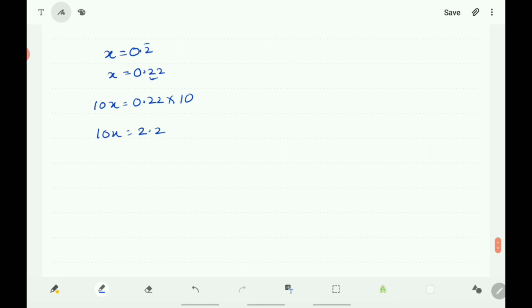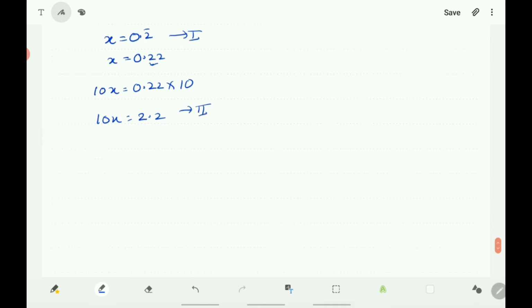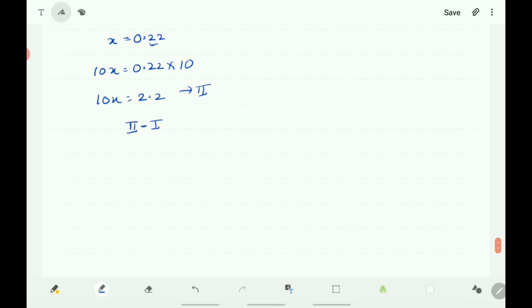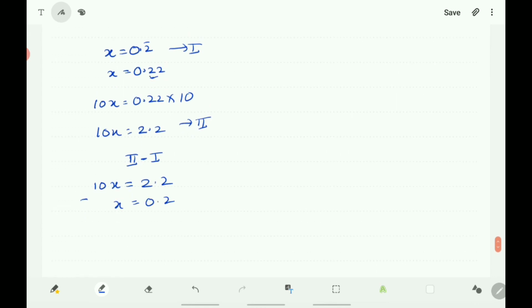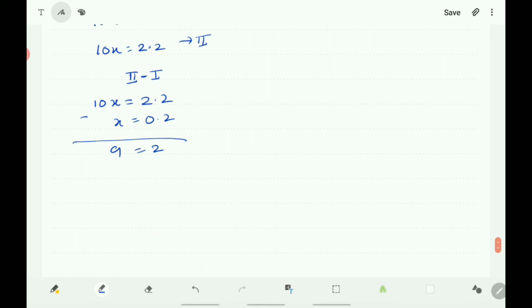10x is equal to 2.2, as 0.22 multiplied by 10 becomes 2.2. Now consider this first and this second, and do second minus first. The second is 10x = 2.2, and the first is x = 0.2. So 10x minus x is 9x, and 2.2 minus 0.2 is 2. So it becomes 9x = 2, and x = 2 by 9.